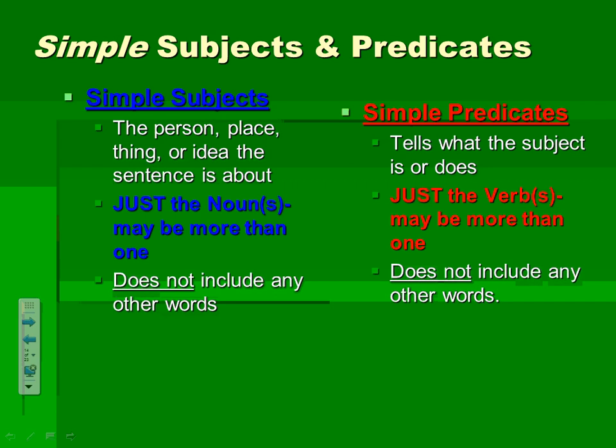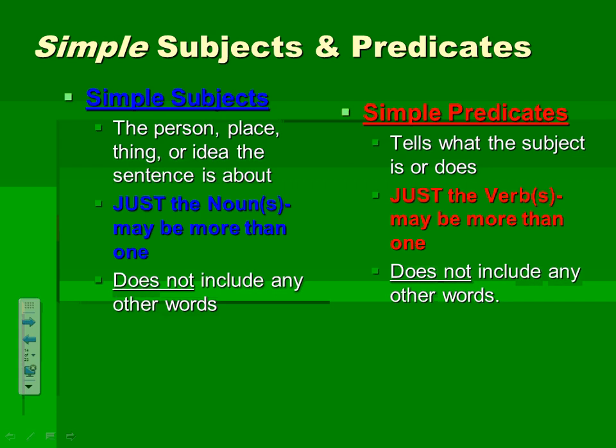So simple subjects, we're still talking about nouns, the person, place, thing, or idea the sentence is about, but it's just the nouns. Now, keep in mind, there might be more than one person, place, or thing that's related to the verb. So it is possible to have more than one. But the only thing that you should be marking are the nouns that are doing the verbs or that the verbs are about. So just the nouns. It does not include any other words like adjectives. Okay? So if we said, the silly girl, okay, we would only include girl. We wouldn't include the or silly because those words are not nouns.